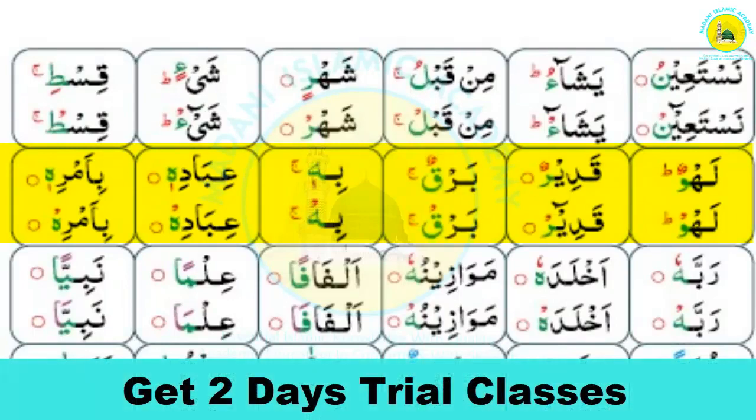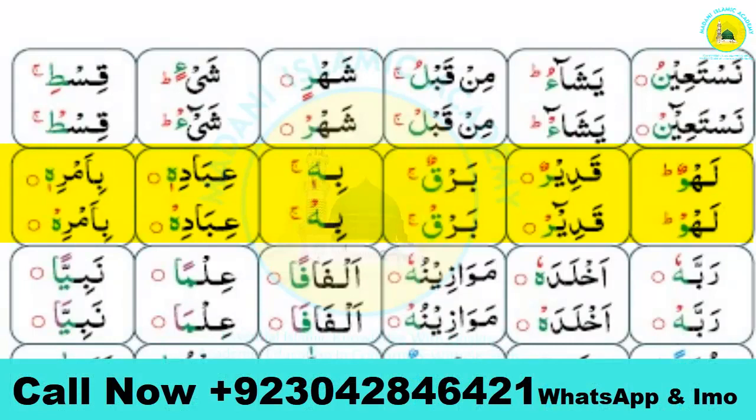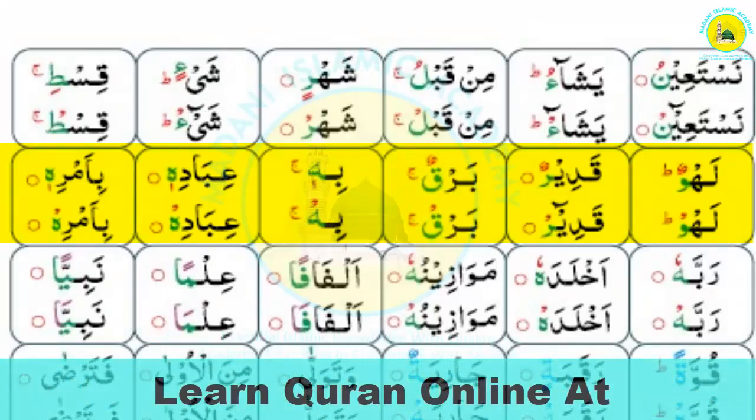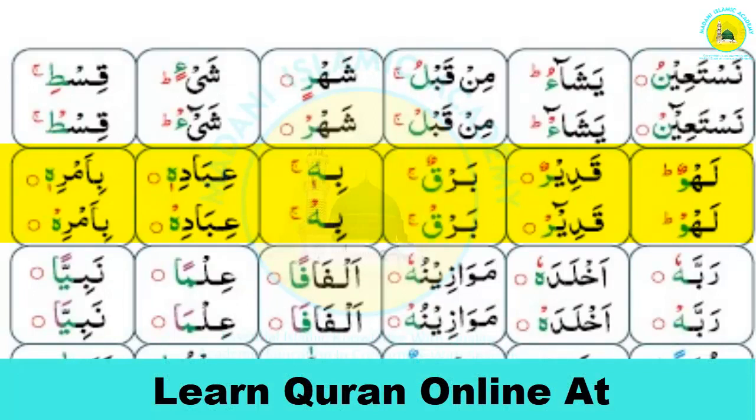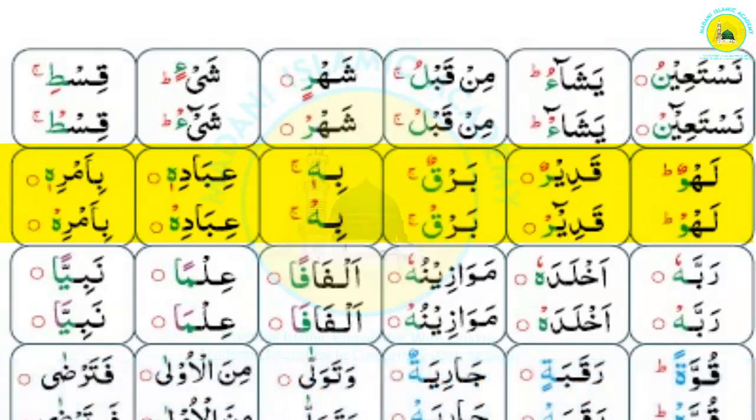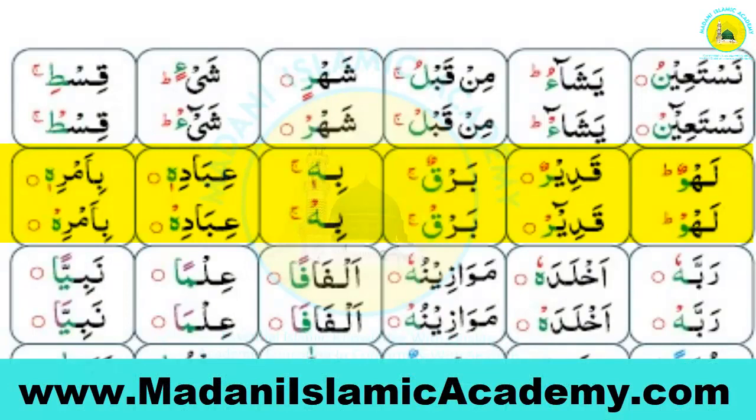Qadirun. Stop. Qadir. Waqf, madde arid. Next one. Now remember, ra is sakin, the letter before has a zabar, so you need to read the ra with a full mouth. Barqun. But if you wish to stop, barq. So qalqala there as well. Barq.